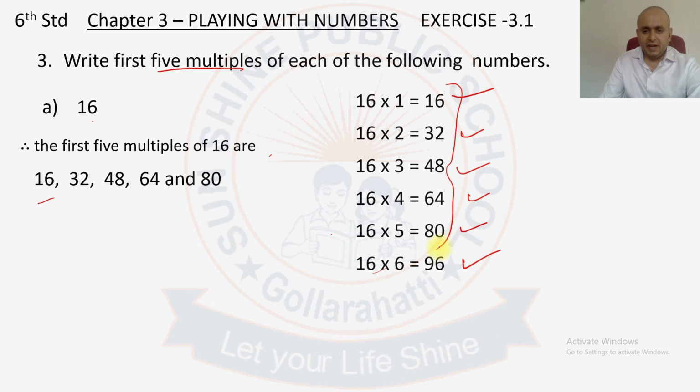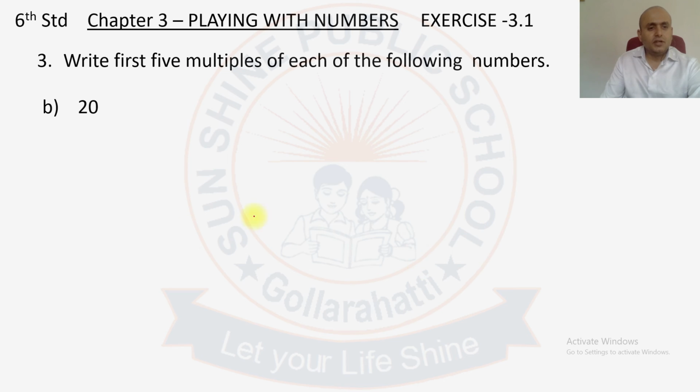We have to write only 5. Next question, 20. You have to write the first 5 multiples of 20. The 20 table is so easy. 20 ones are 20, 2 twos are 4, plus 1 zero added, that is 20 twos are 40.